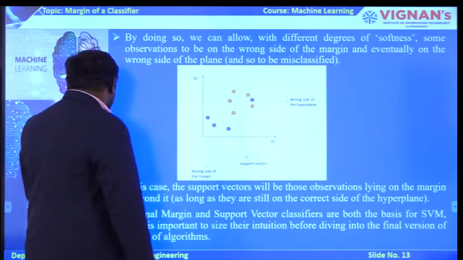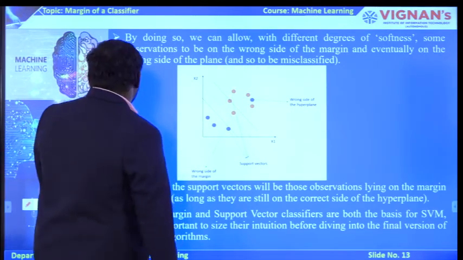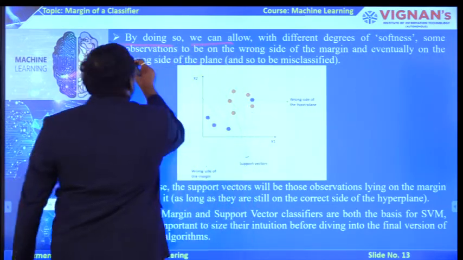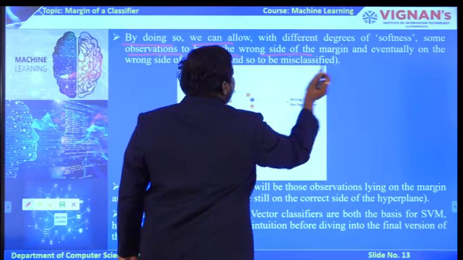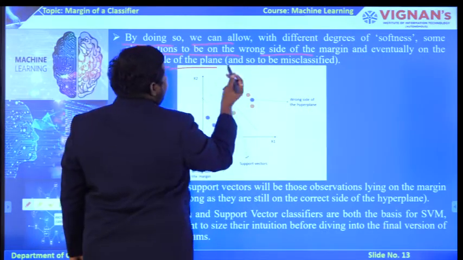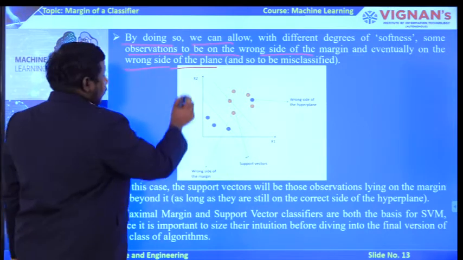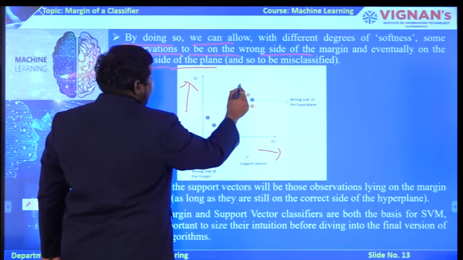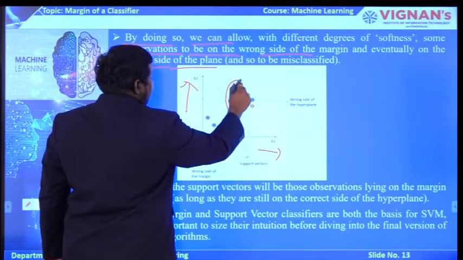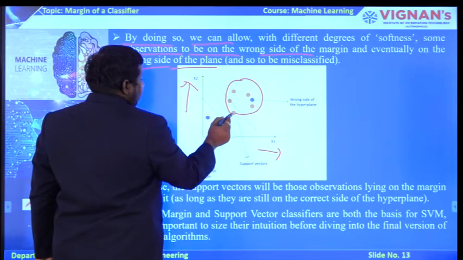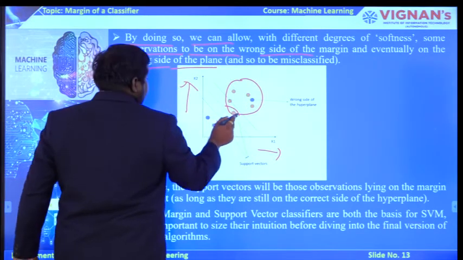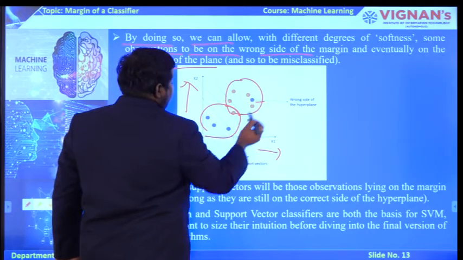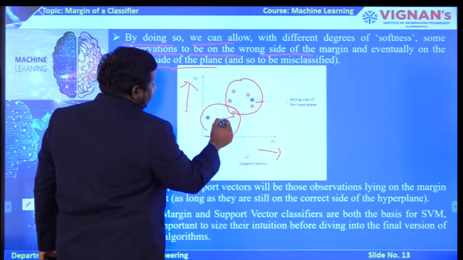See how this is being done. By doing so, we can allow, with different degrees of softness, some observations to be on the wrong side of the margin and eventually on the wrong side of the plane. If you observe this, we already have x2, x1 and these elements. This is a group of elements with orange color and this is a group of elements with blue color, and in the orange group one blue element is there, and in the blue group one orange is there.